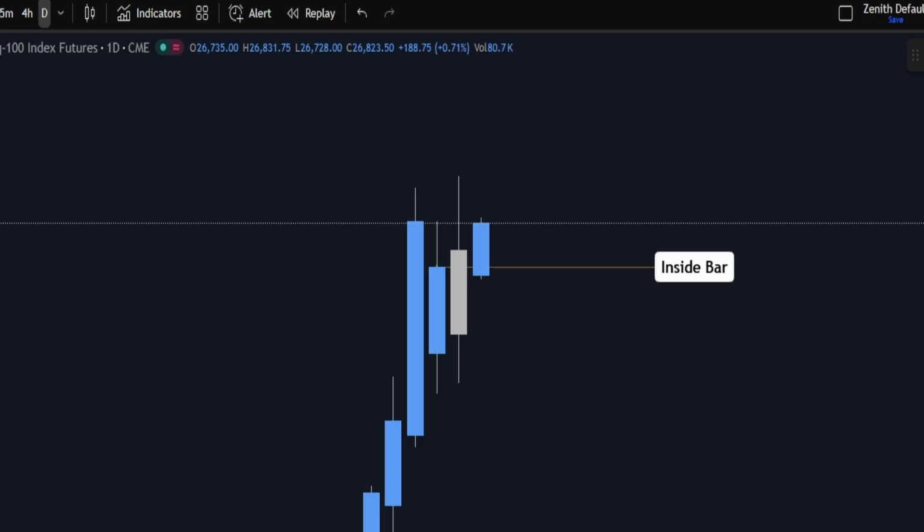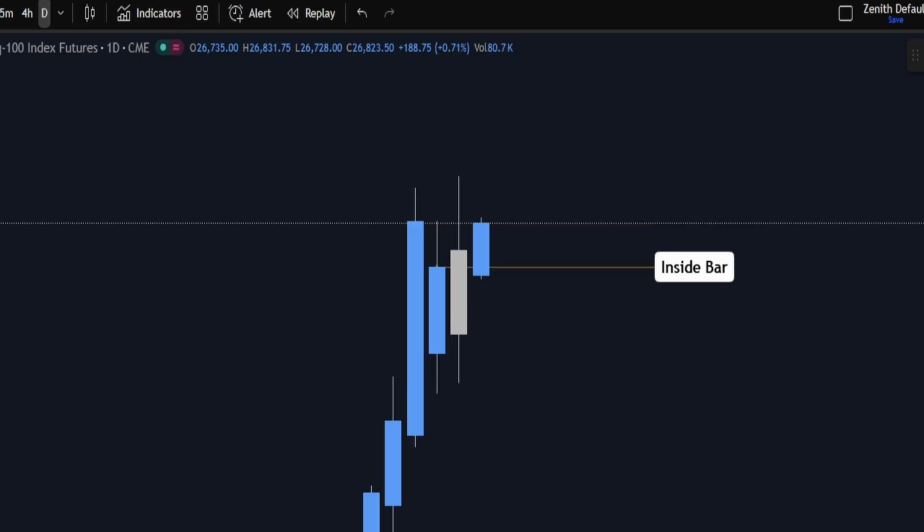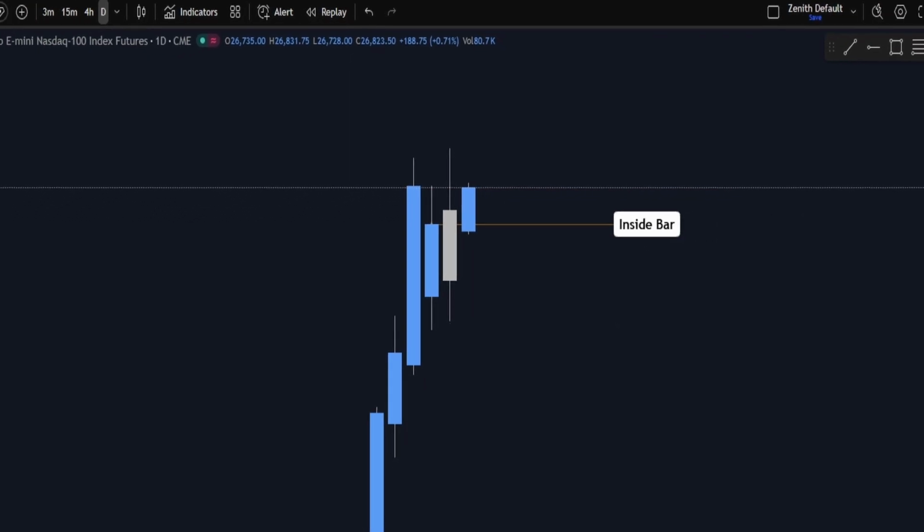In this case, price closed as an inside bar, and if you've watched the video, for an inside bar, you inverse the previous bias. So the day before closed above previous day high, indicating a bullish bias. And then we have the inside bar, so the next day will be bearish.